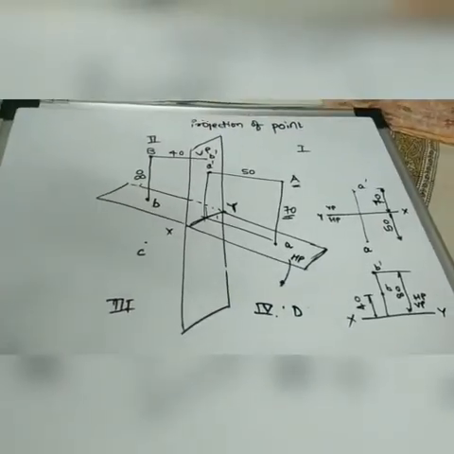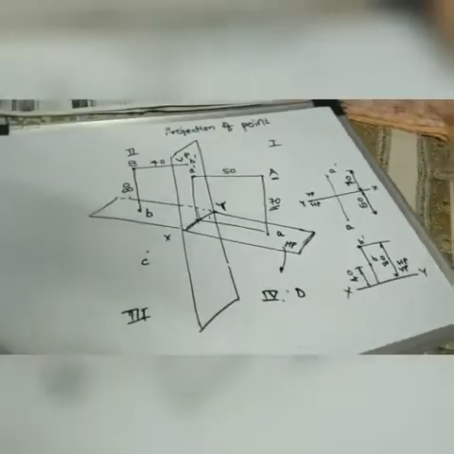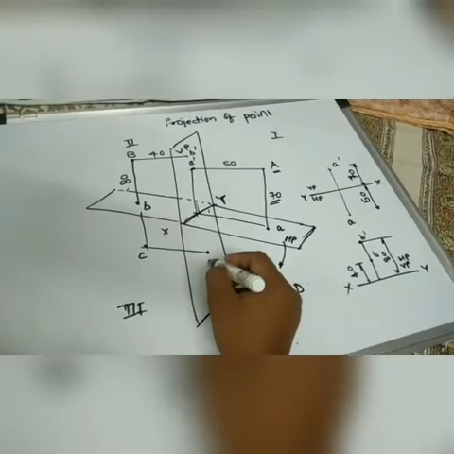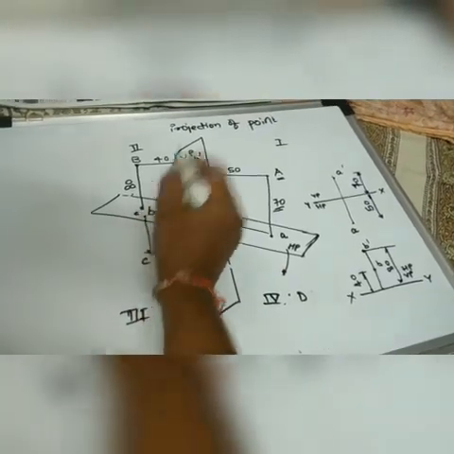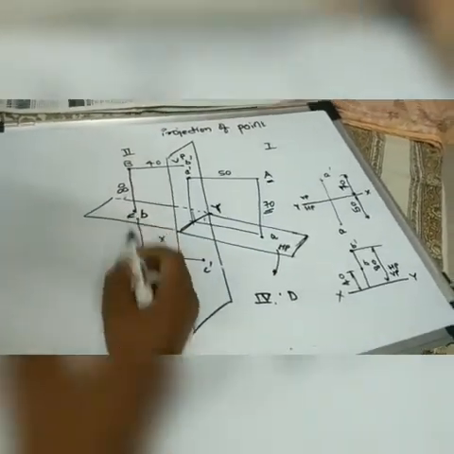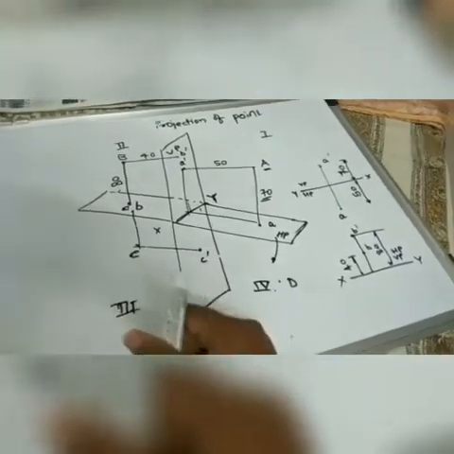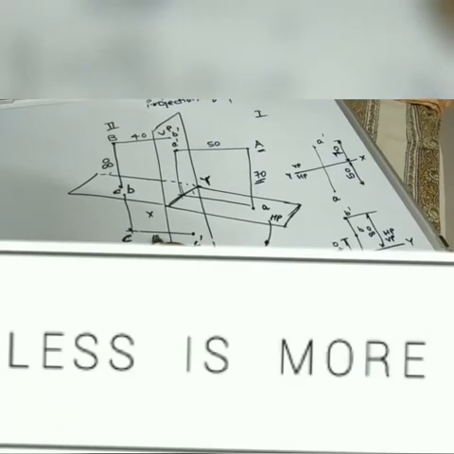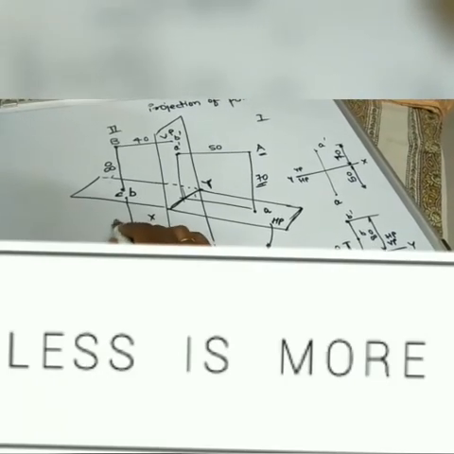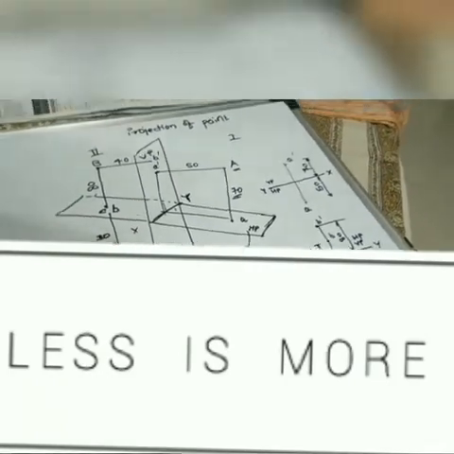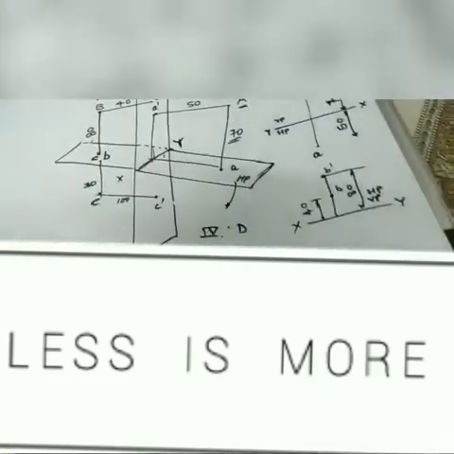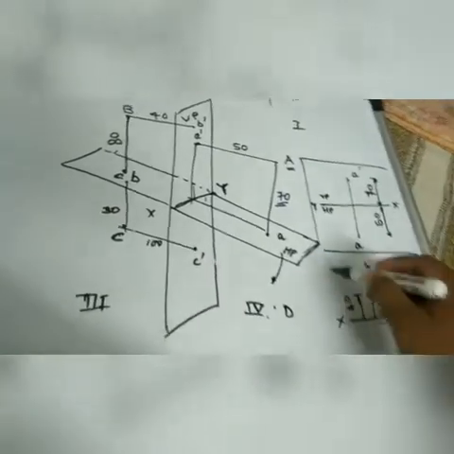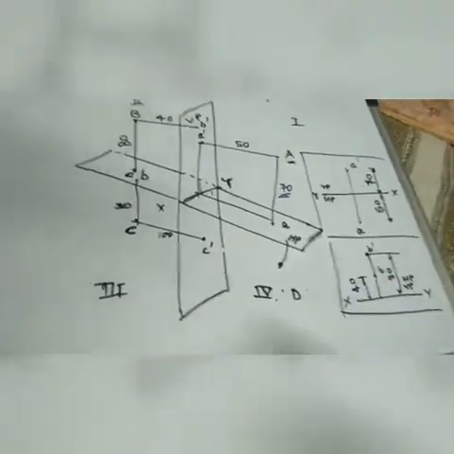Okay, so let us now talk about point C. Let this be C dash, let this be point C, small c, this is the actual capital C, and this is C dash. So if I say this is, say, 100 and this is 30. Okay, so how do I draw projections of point C? I'll just make a boundary to help you understand.